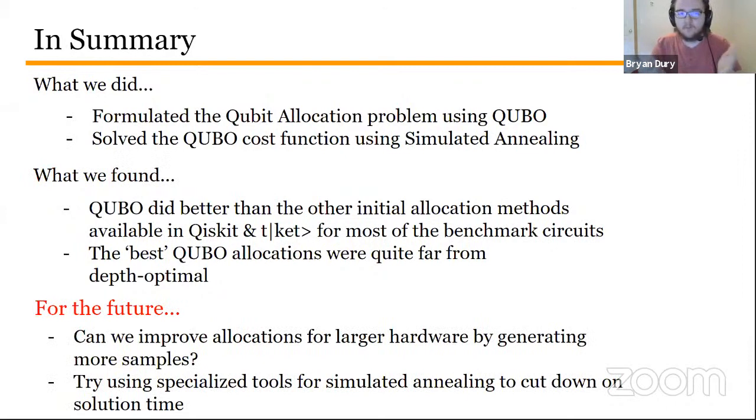And looking forward, how can we improve the allocations for larger hardware by generating more samples, perhaps? That would be something to look at. And maybe to try using specialized tools for simulated annealing to cut down on solution time.